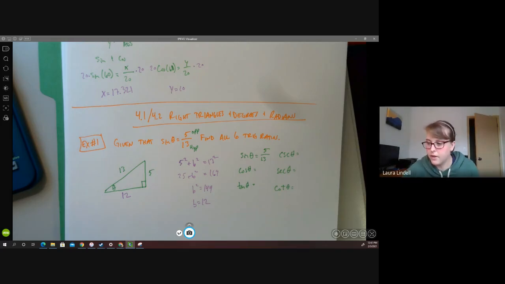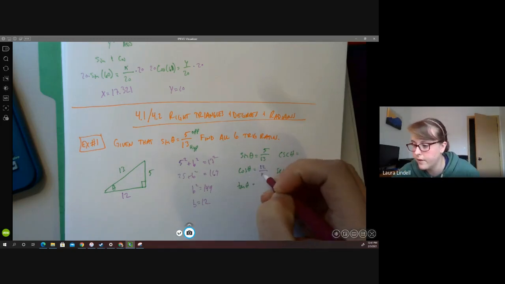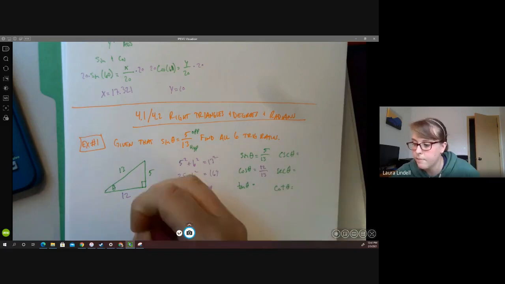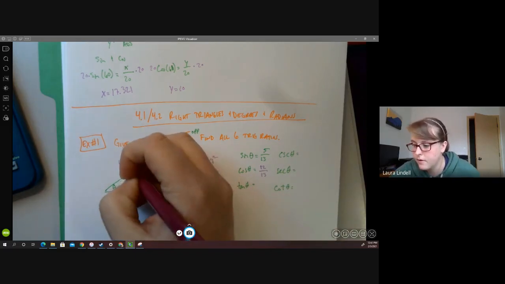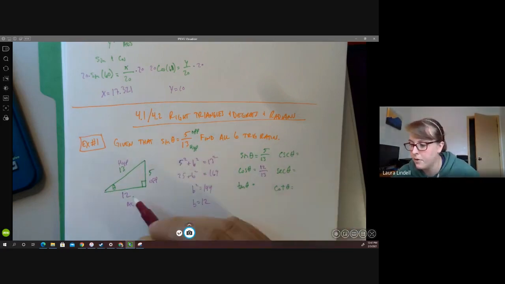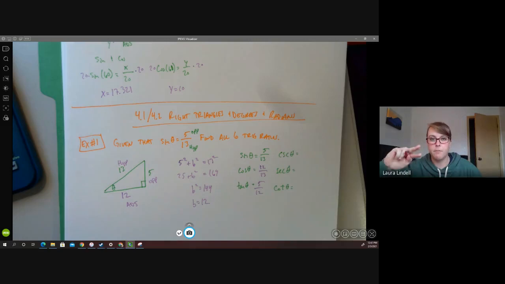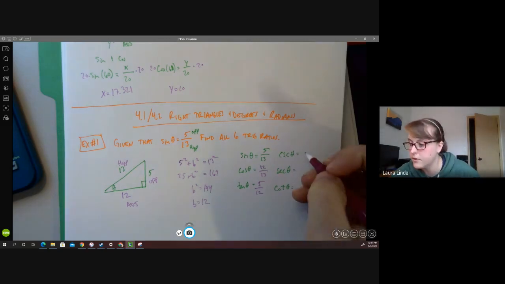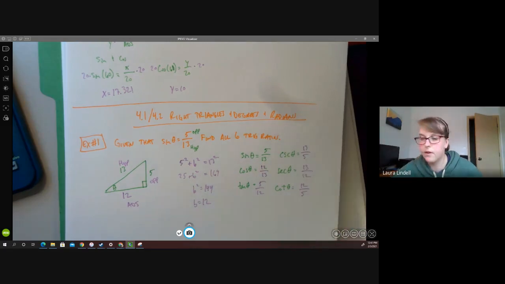All right, so remembering that cosine is adjacent over hypotenuse, we should end up with 12/13 there. And then tangent, opposite over adjacent, would be 5/12. And then for these ones, you can just flip them all. So cosecant would be 13/5. Secant would be 13/12. Cotangent would be 12/5.